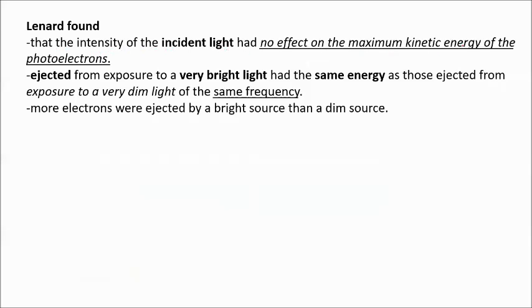Lenard found out the following: that the intensity of the incident light had no effect on the maximum kinetic energy of the photoelectrons. The electrons ejected from exposure to a very bright light had the same energy as those ejected from exposure to a very dim light of the same frequency. And more electrons were ejected by a bright source than a dim source.